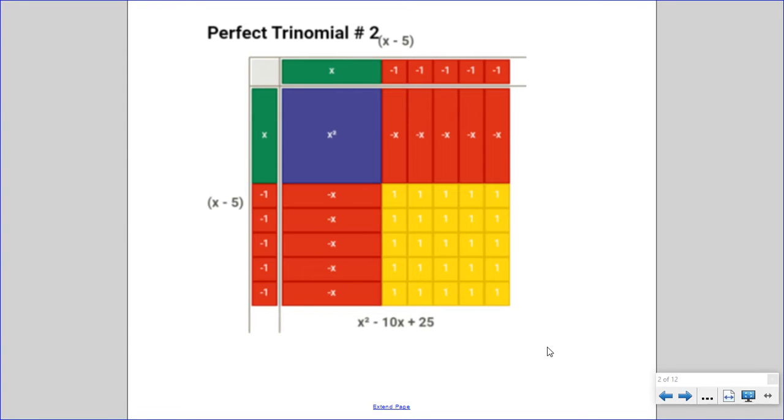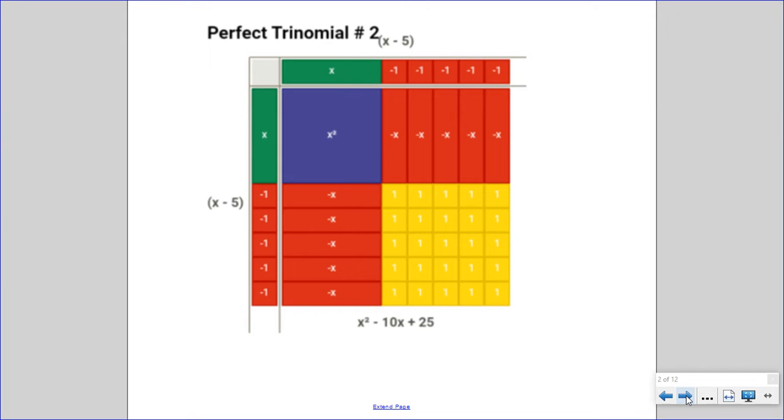We have a similar example here, x minus 5 squared, and we can see from the visual that x minus 5 squared is equivalent to x squared minus 10x plus 25, and the structure is the same. I have my x terms on this side and this side, the x squared top left corner, and my numbers on the bottom right, the 25. So I can see very easily x squared minus 10x plus 25.